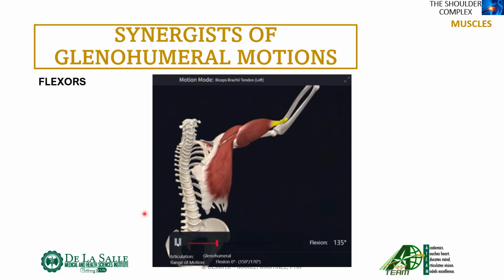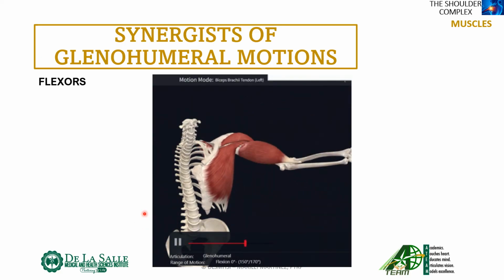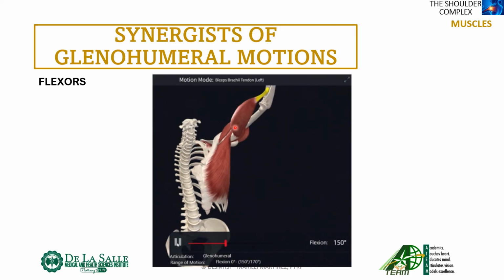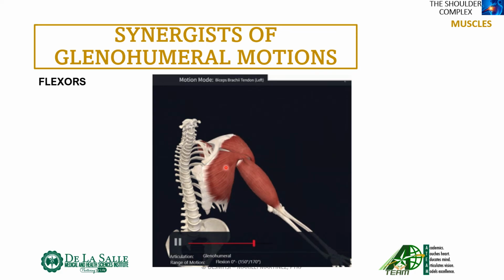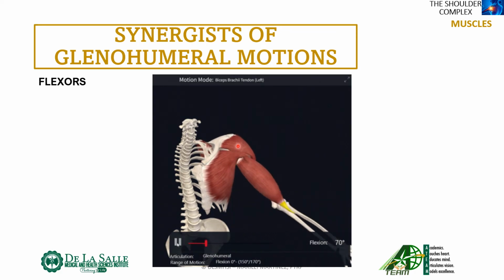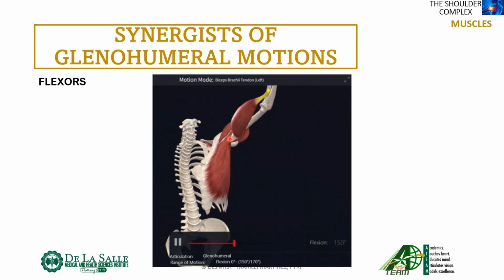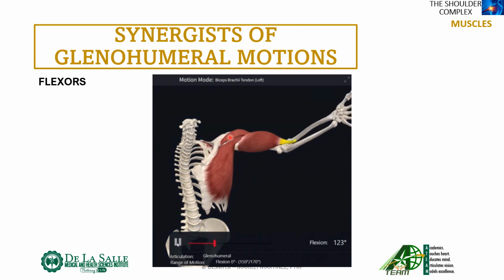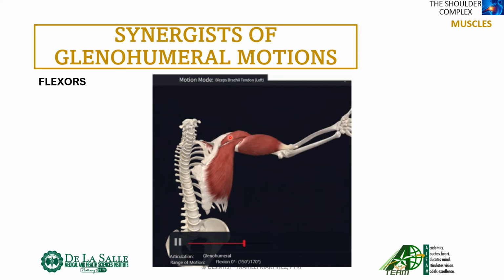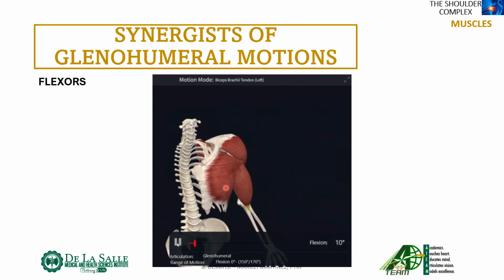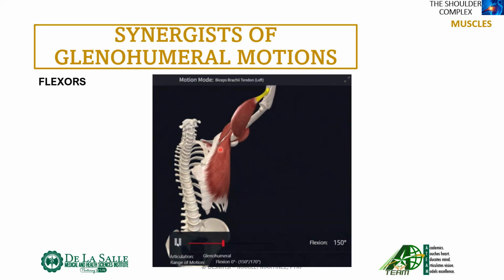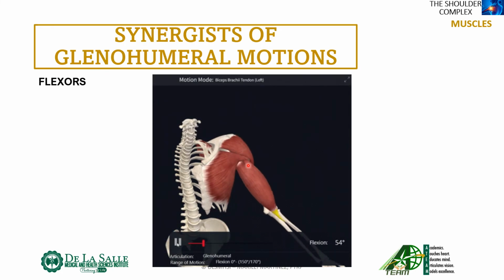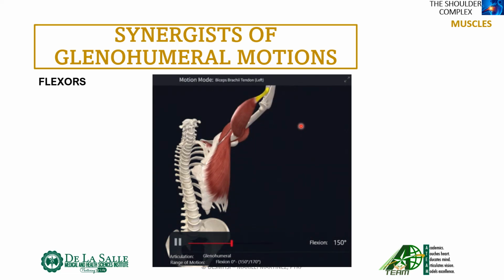Now, for the flexors of the GH joint, we have your pectoralis major, specifically the clavicular head. We also have your anterior deltoid. They are located anteriorly, so if they contract, they will cause flexion of the GH joint. We also have your coracobrachialis and your biceps brachii. Again: pectoralis major, clavicular head specifically, anterior deltoid, coracobrachialis, and biceps brachii.